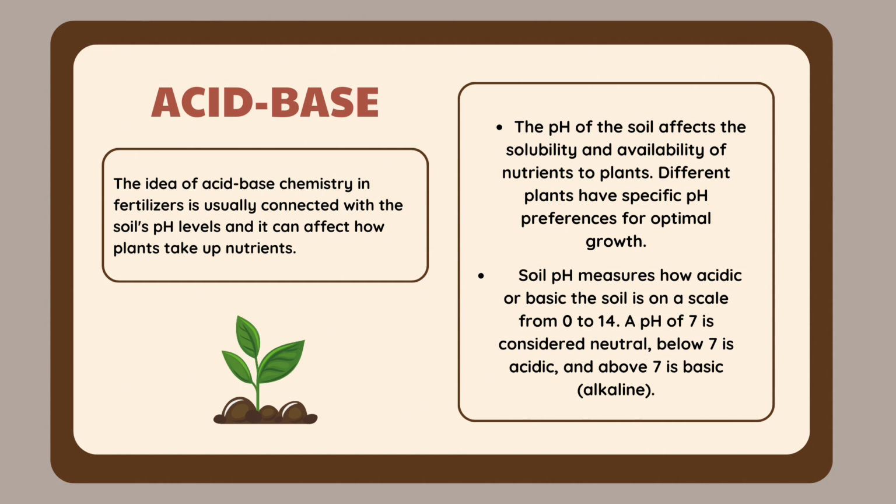The second point states that soil pH is a measure of the acidity or alkalinity of the soil. A neutral pH is 7, while values below 7 indicate acidic soils, and values above 7 indicate alkaline soil. pH level can affect nutrient availability and microbial activity, influencing plant growth.